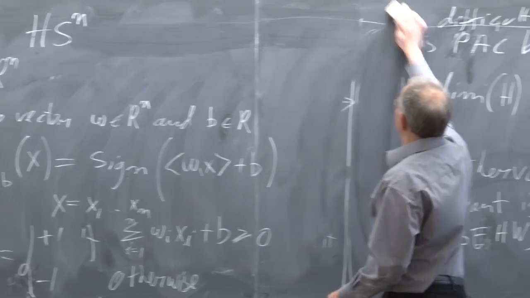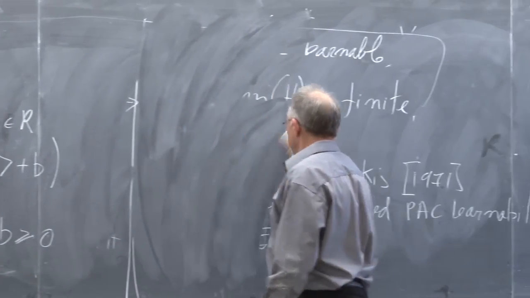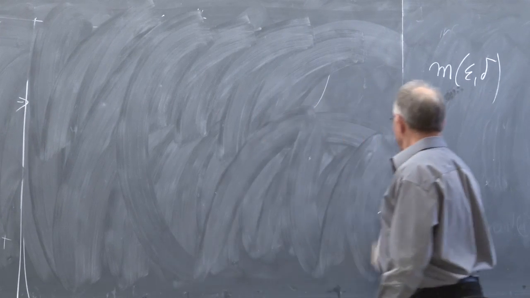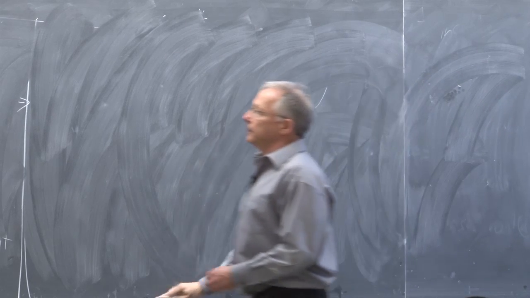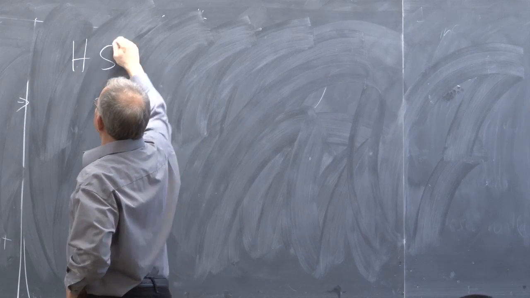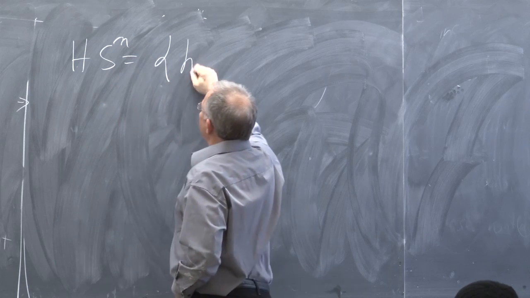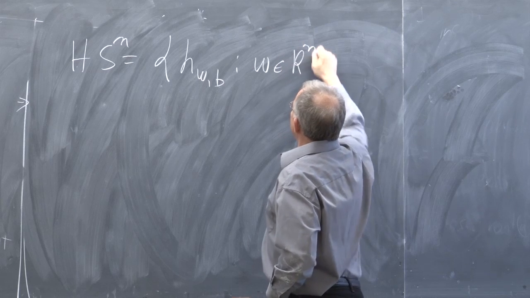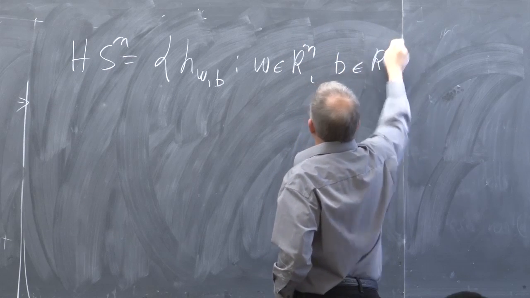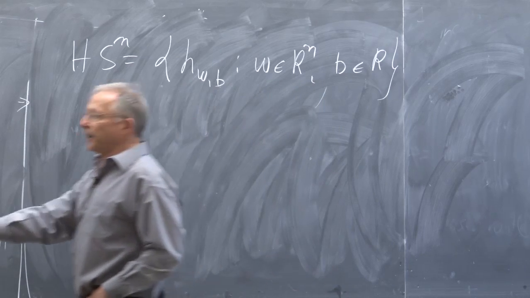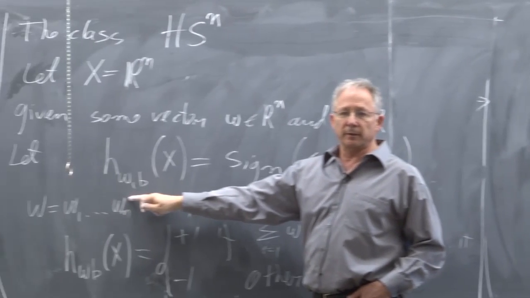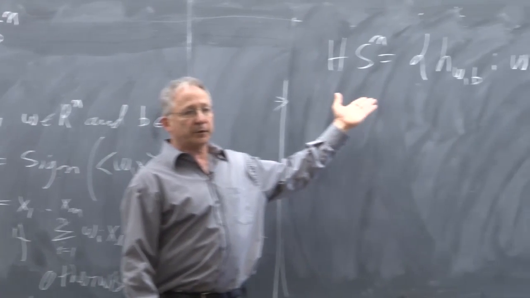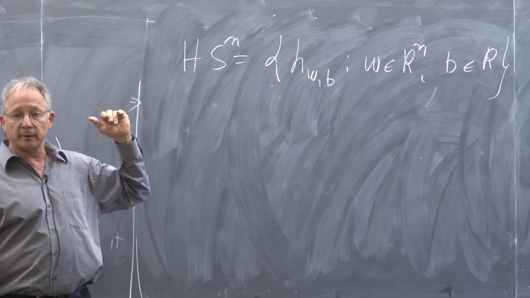Now, I haven't defined the class yet. So what is the class? HS_n is the class of all functions of this form, such that w is in Rn and b is in R. Because here we just defined what is a single such function, and now we are looking at the family of all such functions, and that's a class of functions.